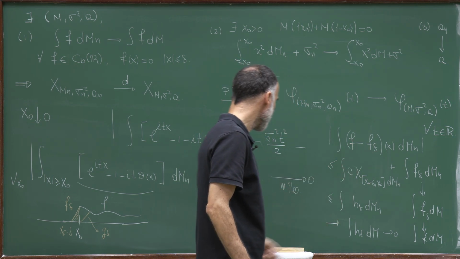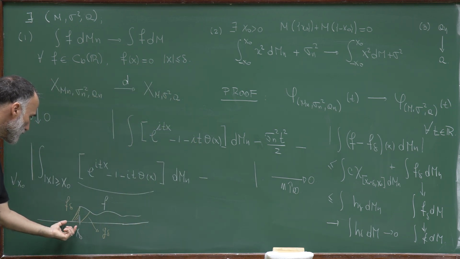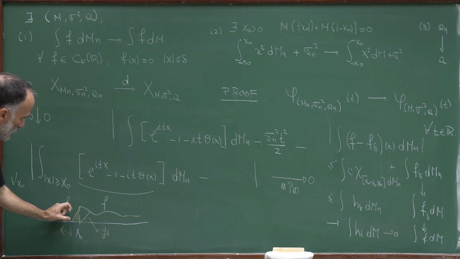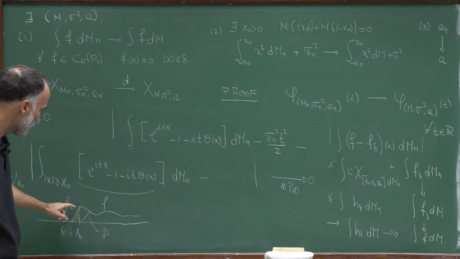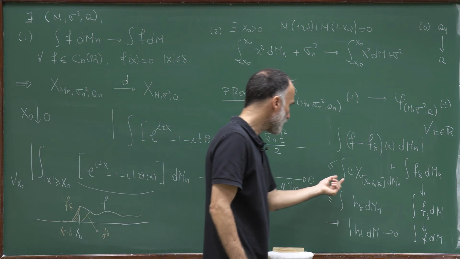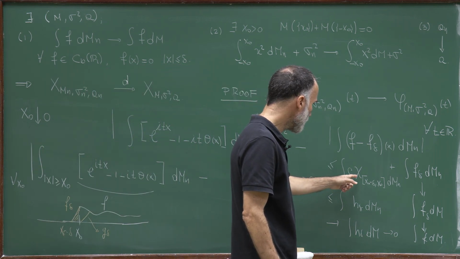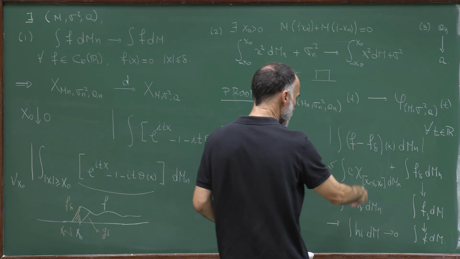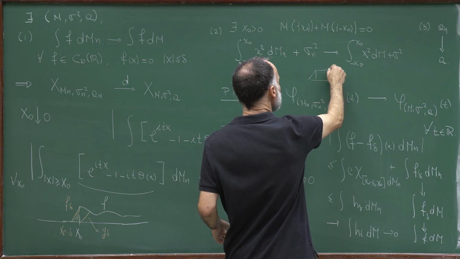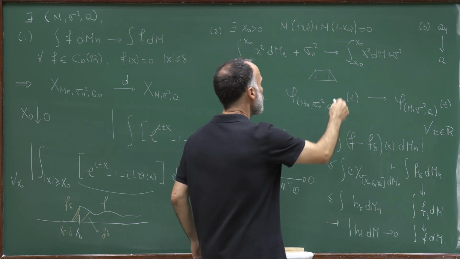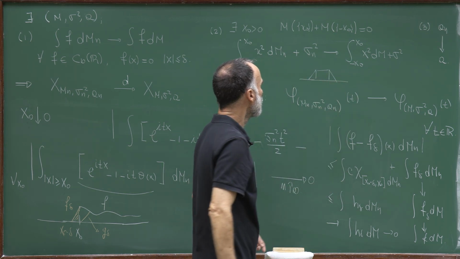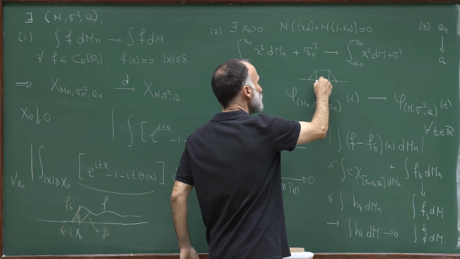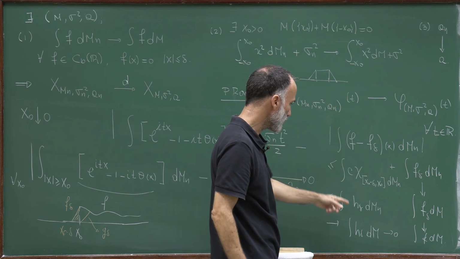F minus f delta is bounded because they differ only in this interval. And in this interval, the difference is bounded by the value of f at x0. So that's clear. Now I'm just comparing a function which is 1 in an interval by a function which is continuous and, well, linear in some small interval. So this is the definition of h delta.